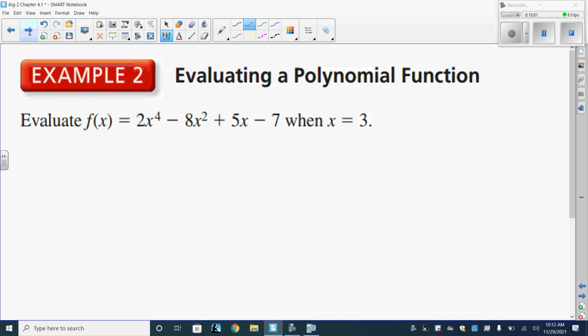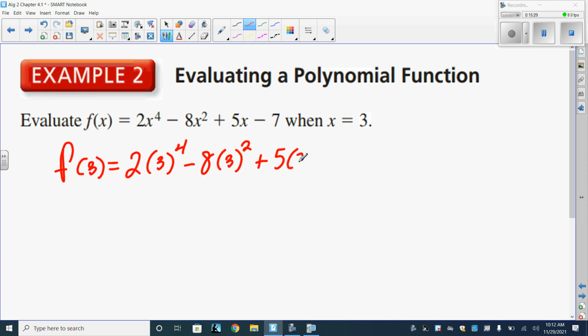Evaluating a polynomial function. We want to evaluate this function for the given value. So we want to evaluate it when x is equal to 3. What it means when we evaluate is all we're going to do is take f of 3. So wherever there is an x, we're going to replace it with 3. So we'll have 2 times 3 to the 4th minus 8 times 3 squared plus 5 times 3 minus 7. Now at this point, we could type this all into the calculator and it would do it for us.